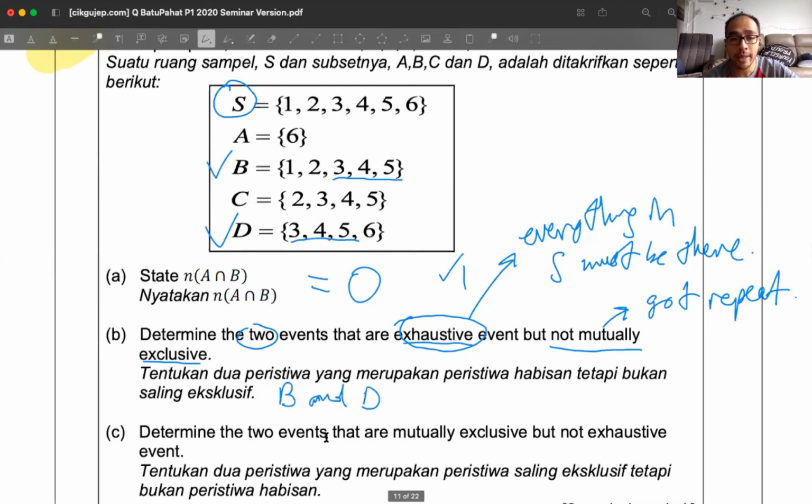Determine the two events that are mutually exclusive but not exhaustive. That means they are mutually exclusive, which means there's no repeat. Mutually exclusive means no repeat.